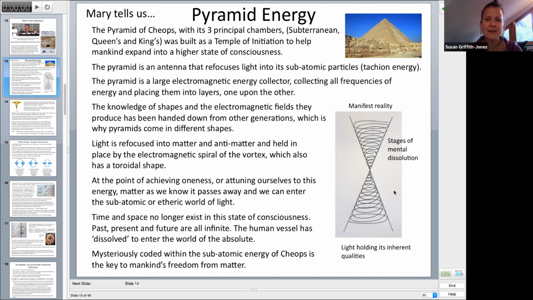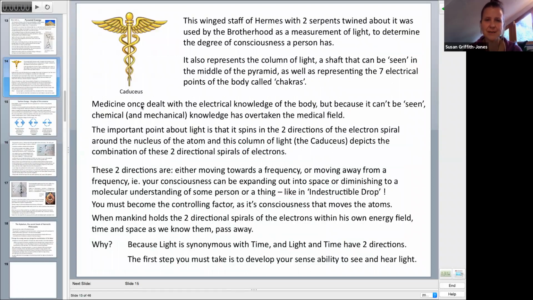So a little bit like the line bending around to become a circle. So past, present, future becomes infinite in that sense. Mysteriously coded within the subatomic energy of Cheops is the key to mankind's freedom from matter. And she describes this in some detail.